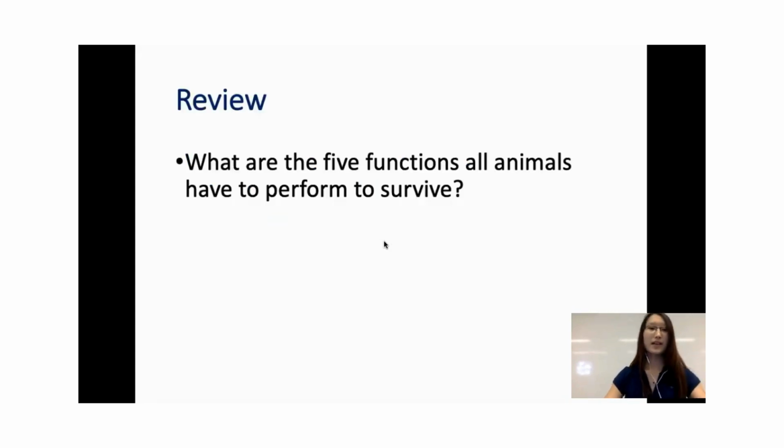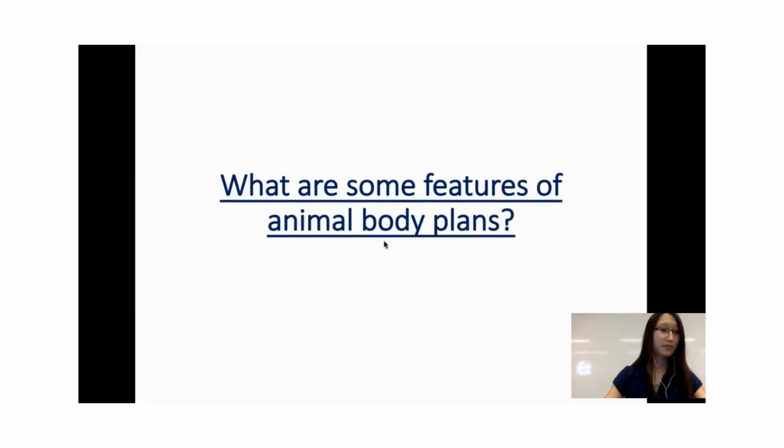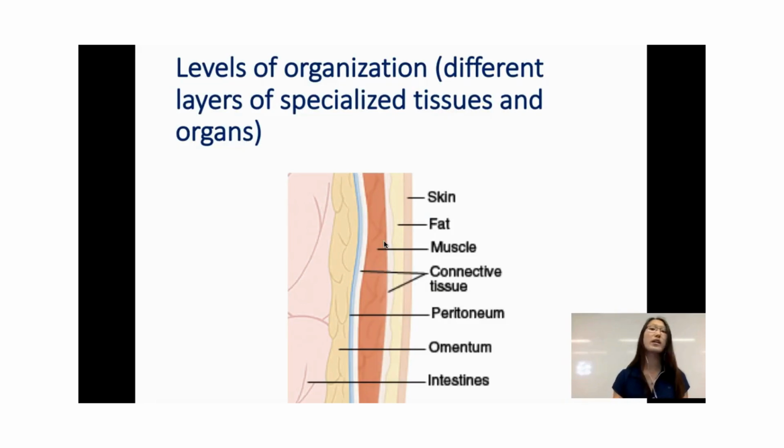The next one is what are some body features of an animal body plan. So when you look at an animal, there are some features of it that most of us share. So the first one is levels of organization, right? When we think about the levels of organization, we think from small to big. We have cells, tissues, organ systems, and the organism.